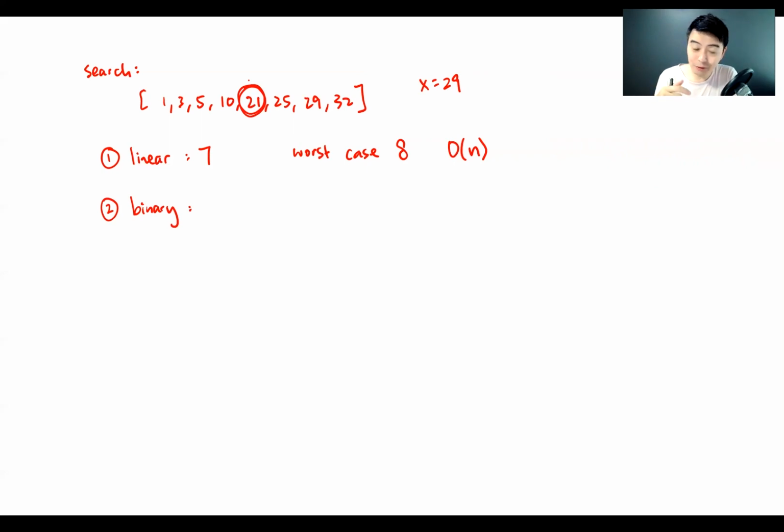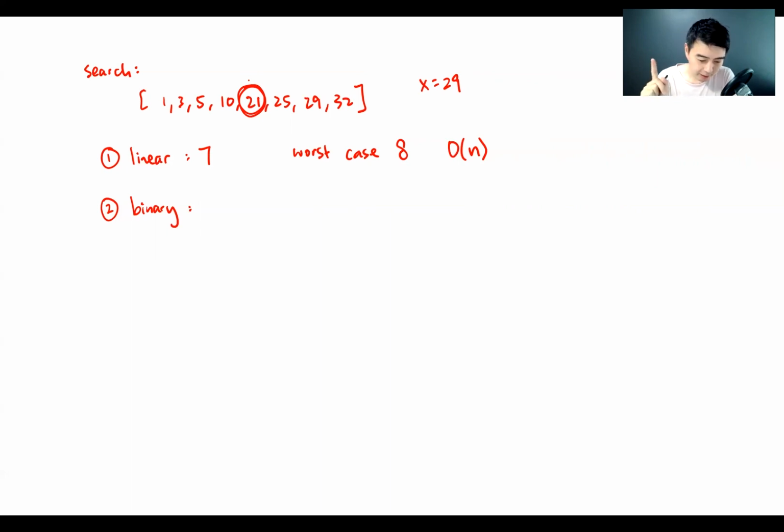The fortunate thing about this list is that it's already sorted. Linear search is going to work all the time, but a binary search will only work if the list is sorted from smallest to biggest or from biggest to smallest. You see it goes up in a progressive manner. So 21 is actually smaller than 29.